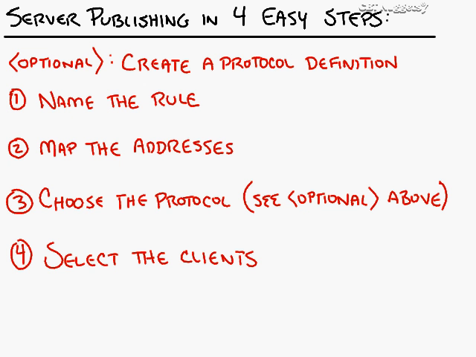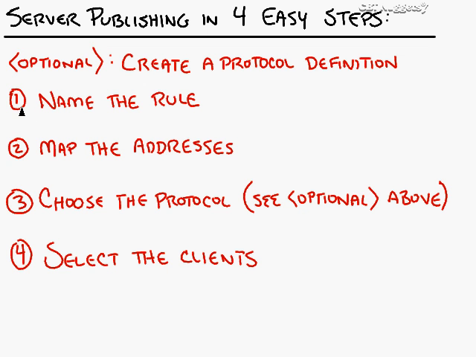Well, let's start everything off with server publishing. Server publishing in 4 easy steps. Well, maybe 4.5, because what we have at the beginning is this optional step of creating a protocol definition. Server publishing makes an internal server available to the outside world, so you may need to create a protocol definition that defines what protocols can be used to access that server. Now, ISA Server has many built-in protocol definitions, but if any of those don't fit, you can create your own.